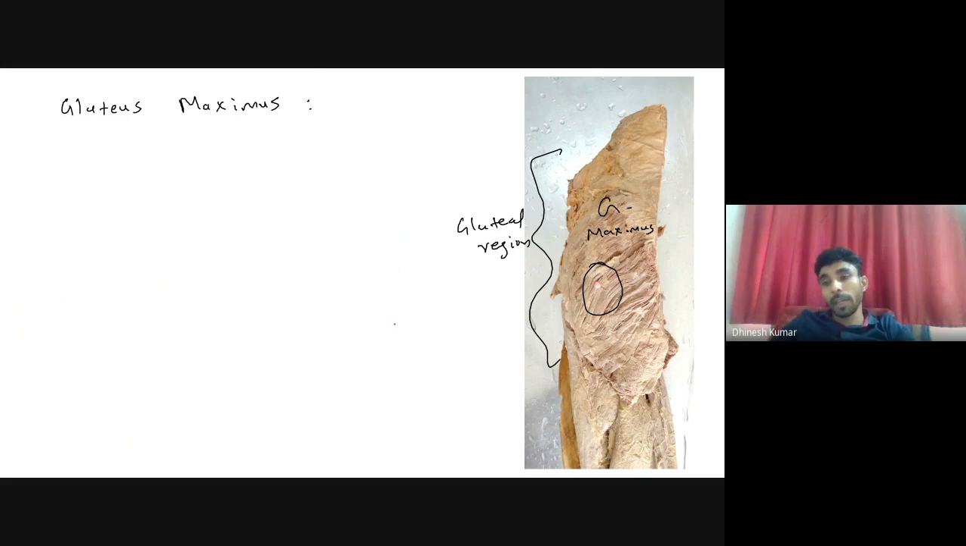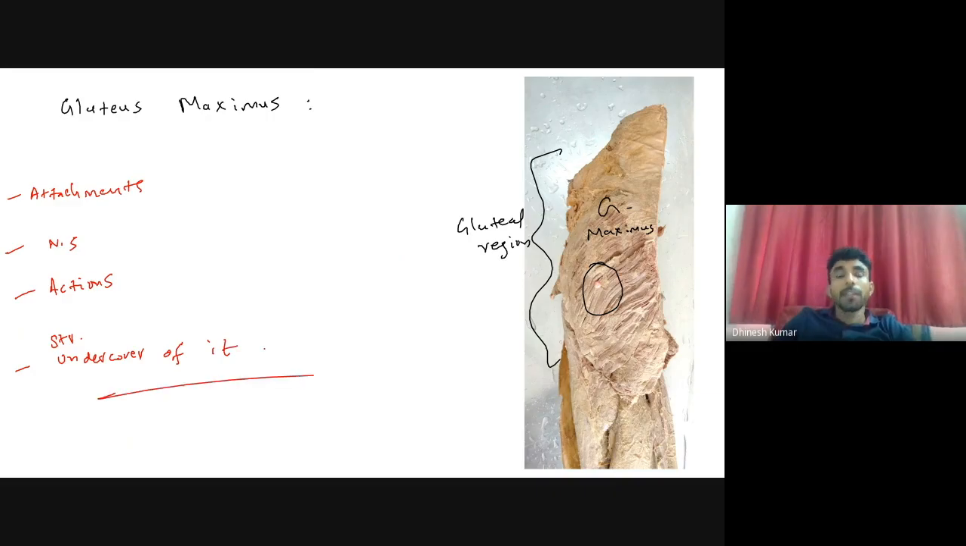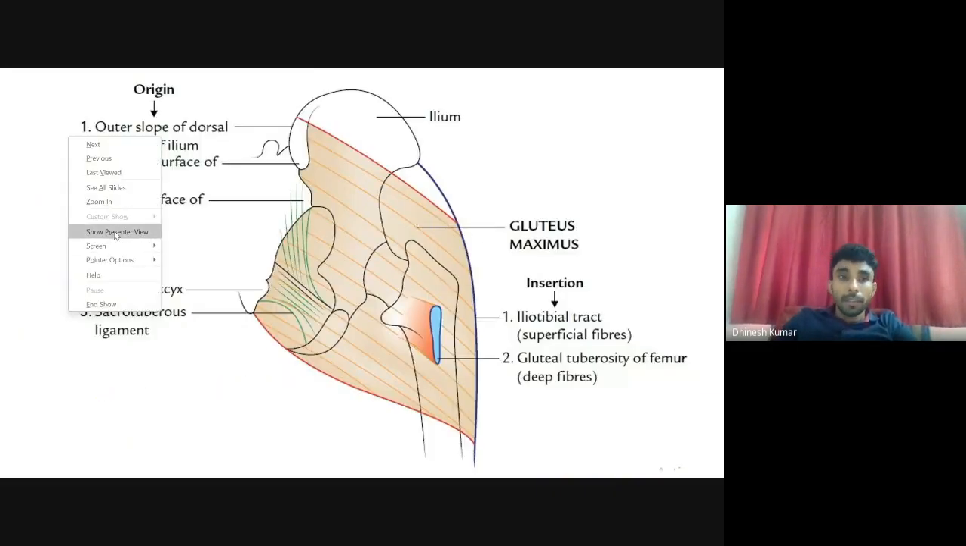Right? So again, the subquestion may be similar to the Sartorius: attachments, nerve supply, or action. Anything may be a subquestion. And another possible subquestion is: mention any four or any two structures under cover of gluteus maximus, like that. Okay, structures under cover of gluteus maximus. So let's talk about the answer for the subquestions.